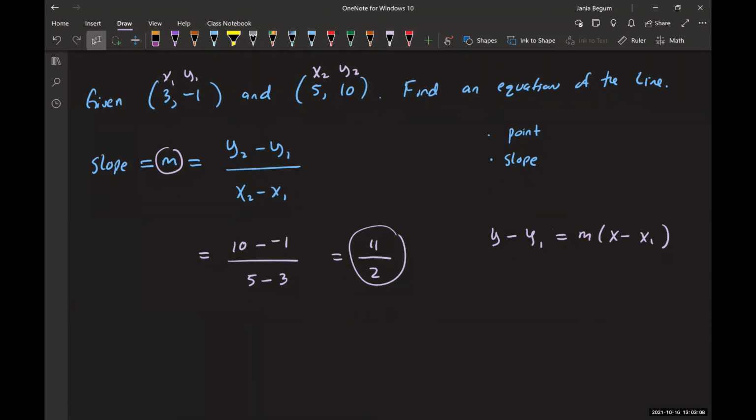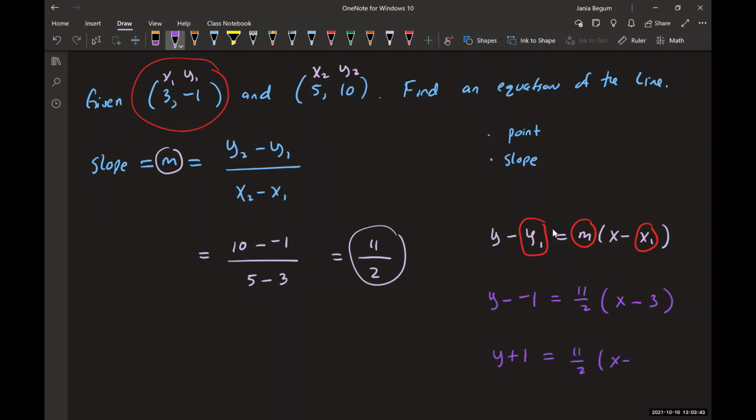So let's go ahead and plug in our x1, y1, and m. So when you use this format, you have to plug in these guys. So which point do you want to select? Let's select the first one. Why not, right? So we select that one, plug them in. So we have y minus y1, that's -1, equals m, 11 over 2, x minus 3. And now simplify the double negative. So this is just y plus 1 equals 11 over 2, x minus 3. So that's the equation of the line.